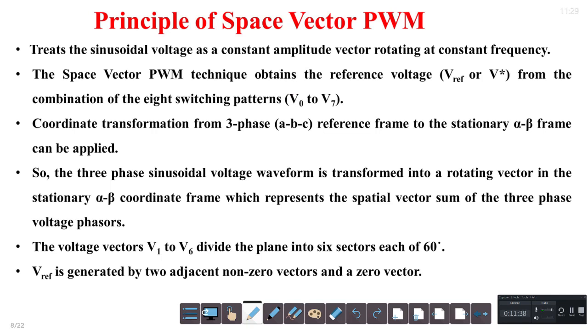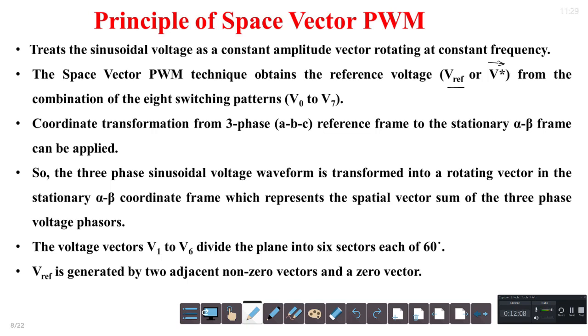Next, the principle of space vector PWM. It treats the sinusoidal voltage as a constant amplitude vector rotating at constant frequency. The space vector PWM technique obtains the reference voltage, which we write as V reference or V star, from the combination of 8 switching patterns, as I have mentioned: V1 to V6, the 6 active voltage vectors, and 2 zero voltage vectors V0 and V7.